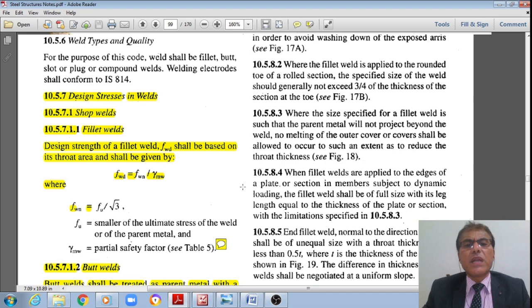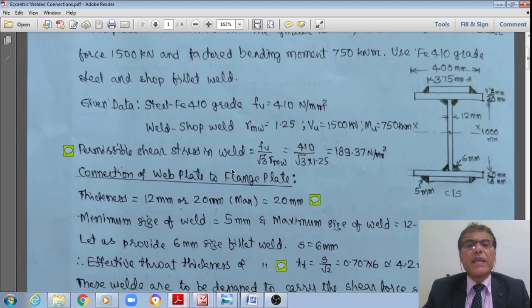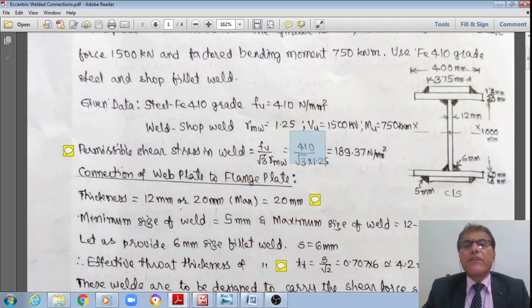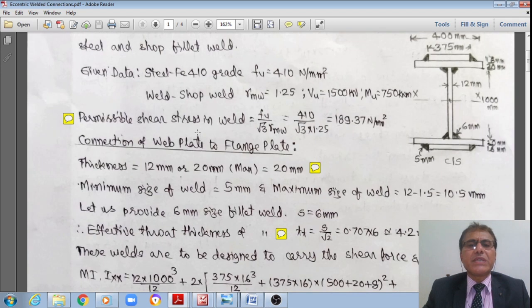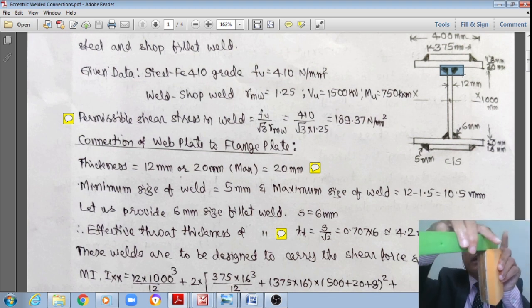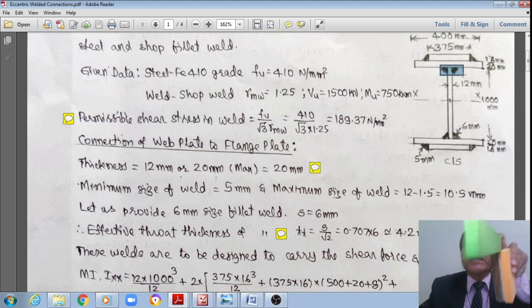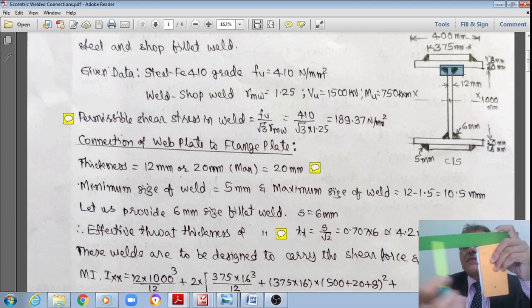Therefore, substituting into that, even in the previous problem also we have seen that, which now I'll get 410 divided by root 3 divided by 1.25, it works out to 189.37 Newton per mm square, the permissible shear stress in these welds, which will be provided in the longitudinal direction of this girder.